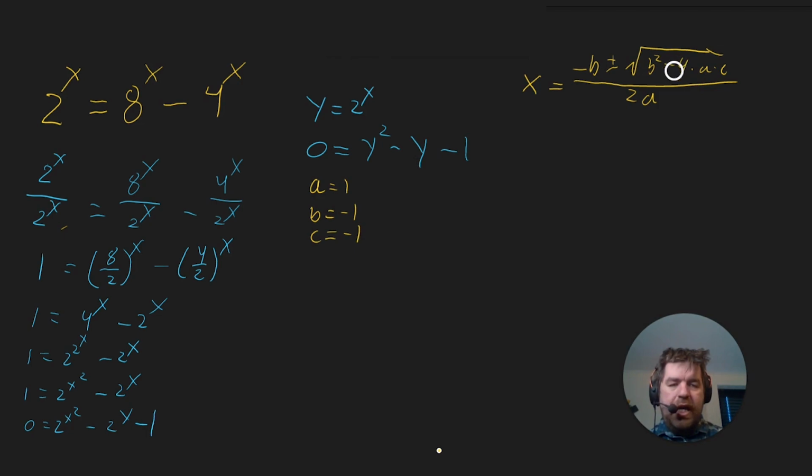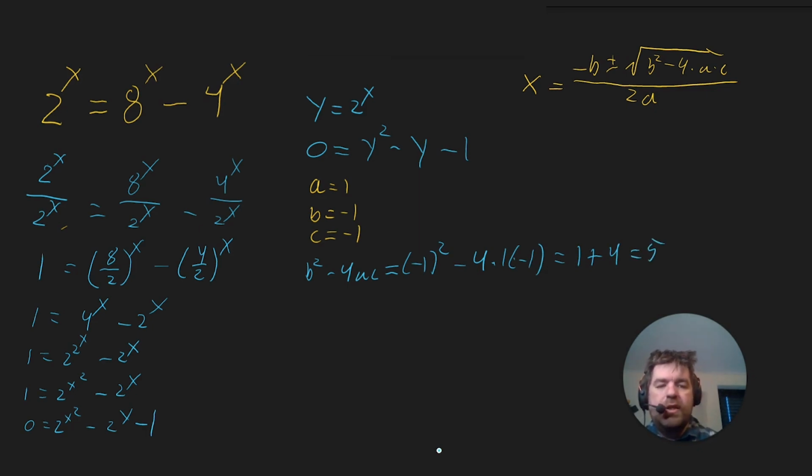So I'll start out by calculating this under the root because this is what we normally call the discriminant. So b squared minus 4ac. This is equal to b squared, and b is minus 1, so that's minus 1 squared, minus 4 multiplied by a, which is 1, multiplied by c, which is minus 1. So we have here 1 plus 4 equals 5.